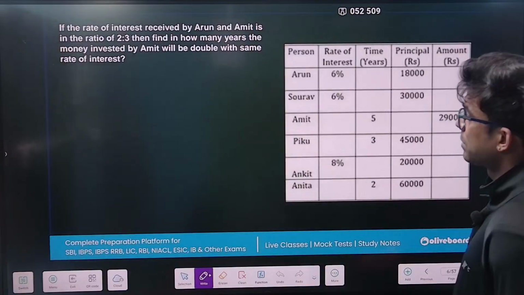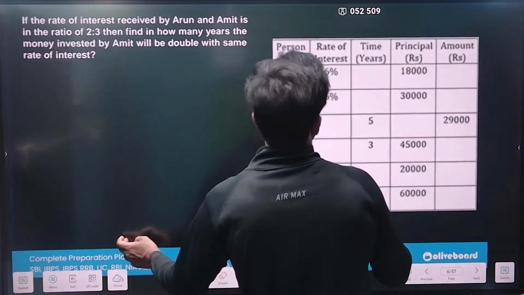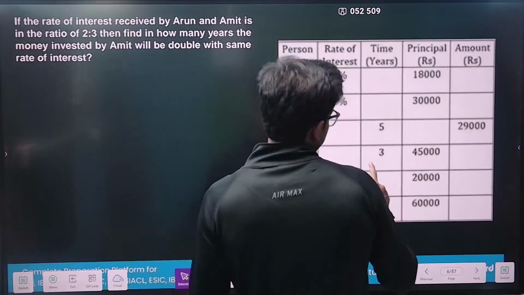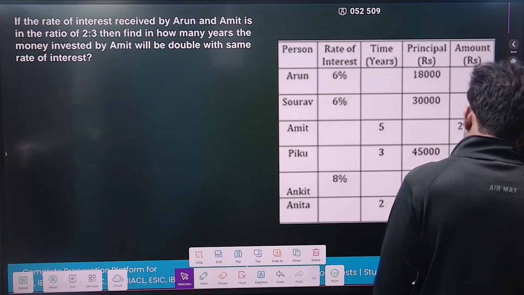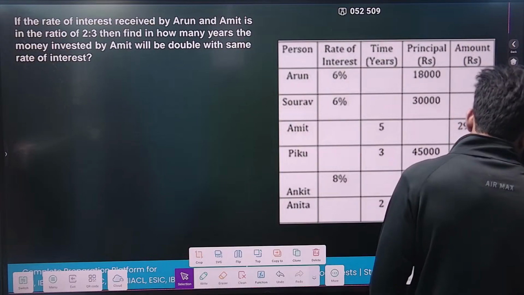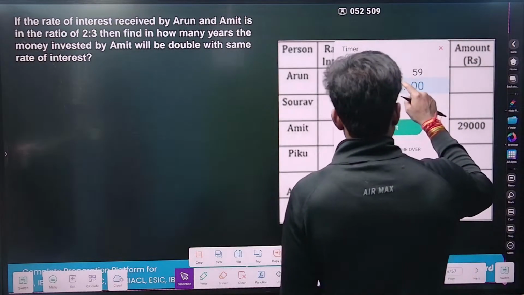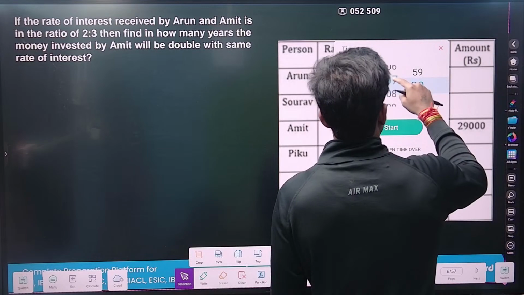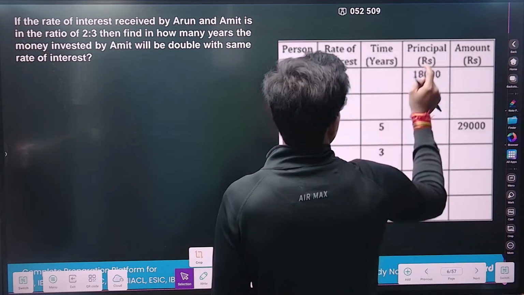This is the first question. Everyone, please try this. Any one of you can try. Please pause the video and take your time. I'll give you 5 minutes. Timer. Let's say 4 minutes. Give me 4 minutes.